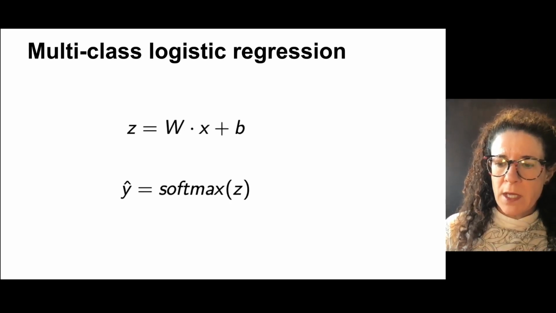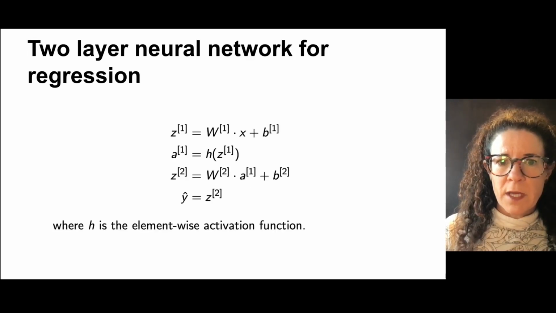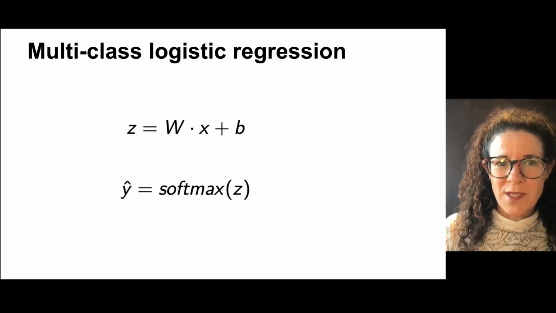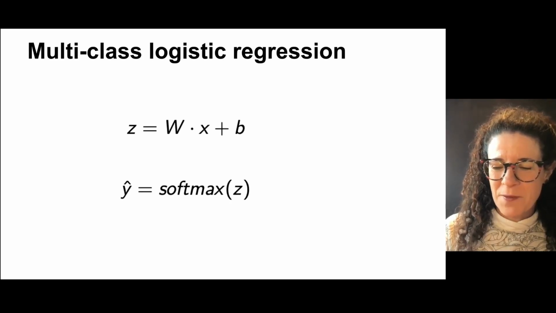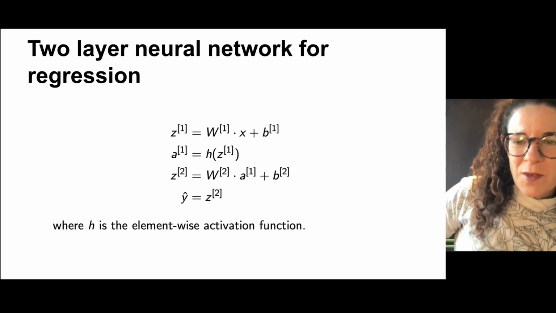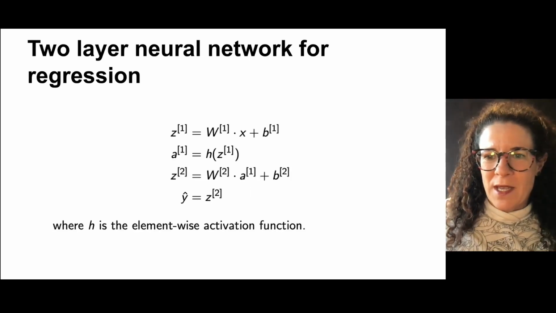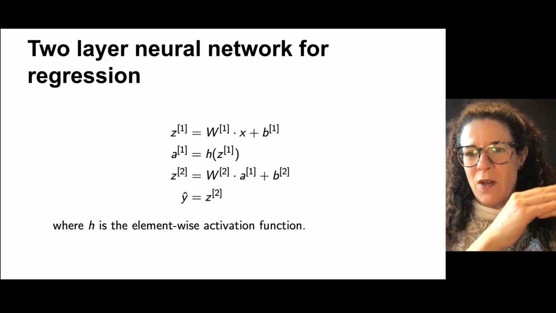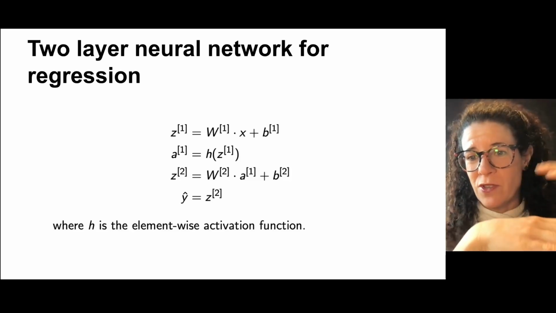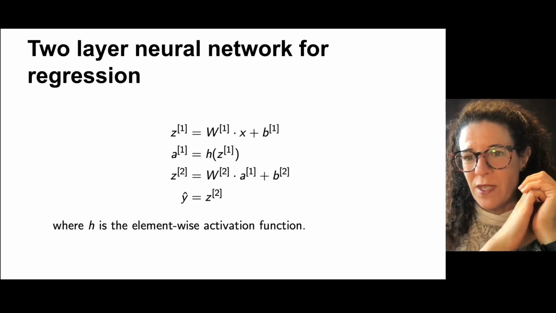Okay, so now let's try to talk about what is actually a neural network. Okay, so let's go back. So this is multi-class logistic regression. Okay, so what a neural network is, you can think about it as a stack of logistic regressions in some way.